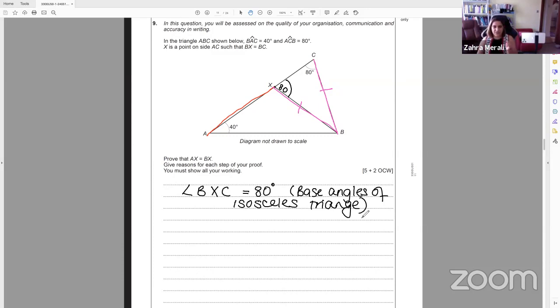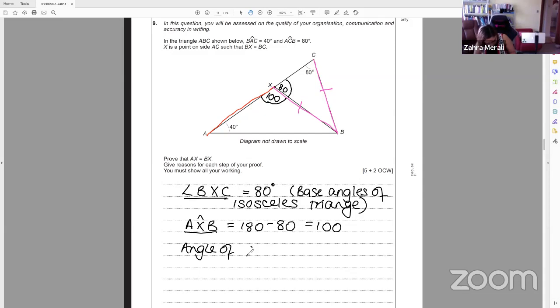And that means we can find AXB, for example. We can find this angle here because we've got a straight line, and angles on a straight line add up to 180. You can either write angle like I have up here, or write it like that. So AXB equals 180 minus 80, which equals 100, because angles on a straight line add up to 180 degrees.